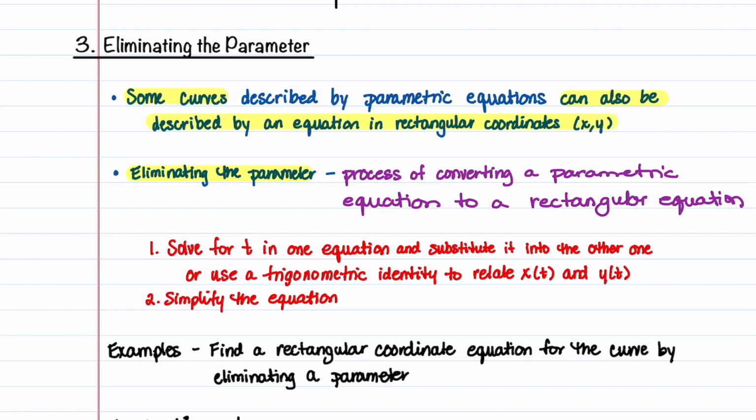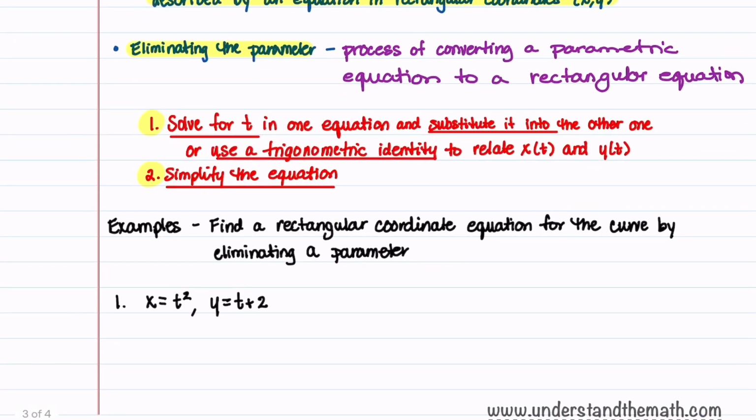I've listed two steps that we can follow to eliminate the parameter t. The first step is to solve for t in one equation and substitute it into the other equation, or use a trigonometric identity to relate x of t and y of t. The second step is to simplify the equation. Let's now walk through 3 example problems.